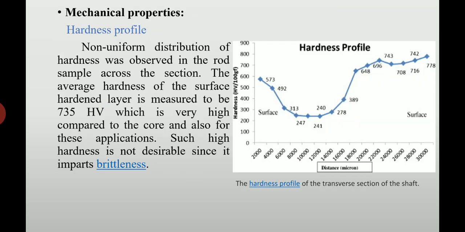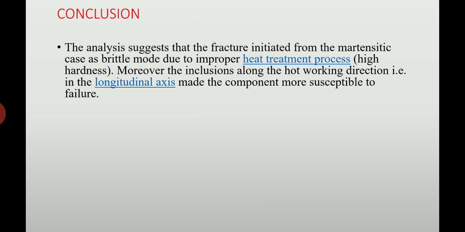Mechanical properties. Hardness profile. This graph shows the irregular hardness of the component. Conclusion. The analysis suggests that the fracture initiated from the martensitic case in brittle mode due to improper heat treatment process or high hardness. Moreover, the inclusions along the hot working direction, that is in the longitudinal axis, made the component more susceptible to failure.